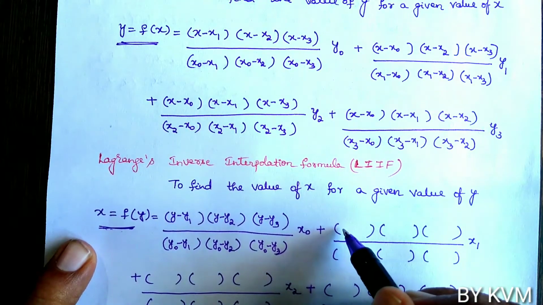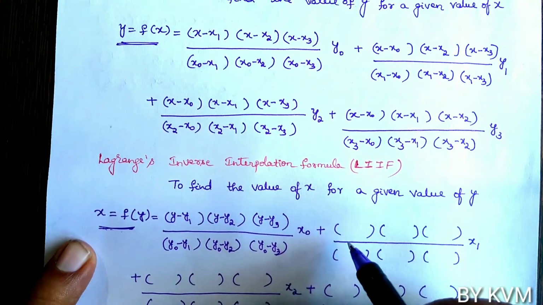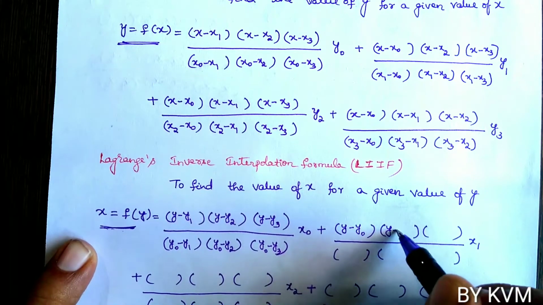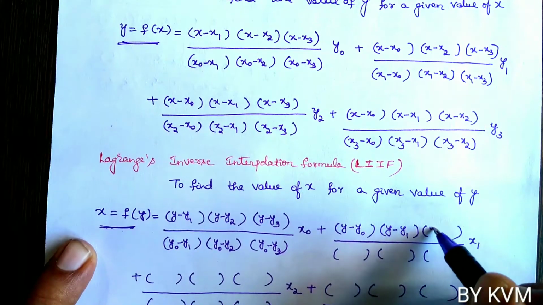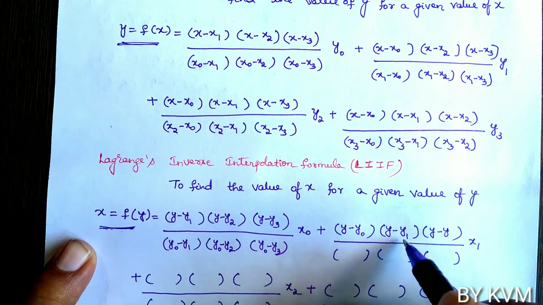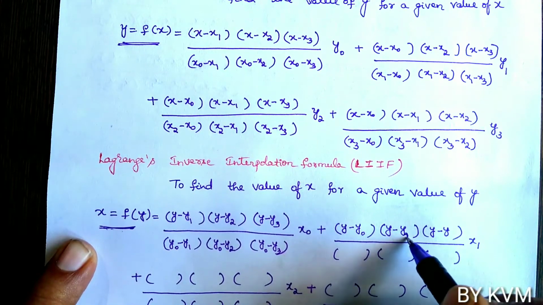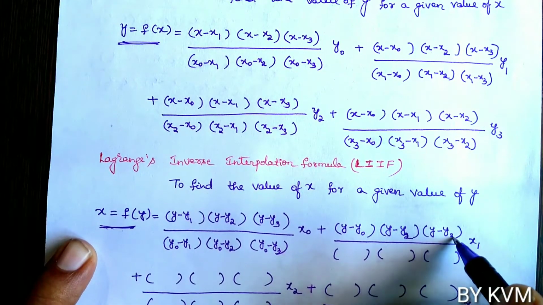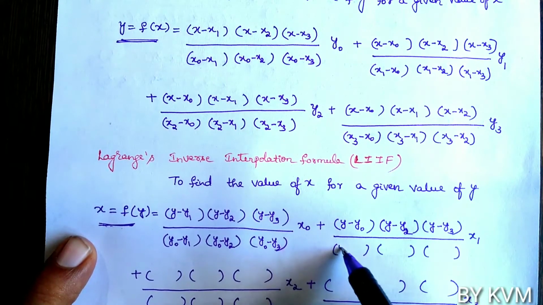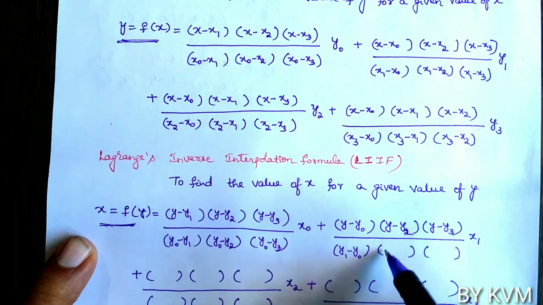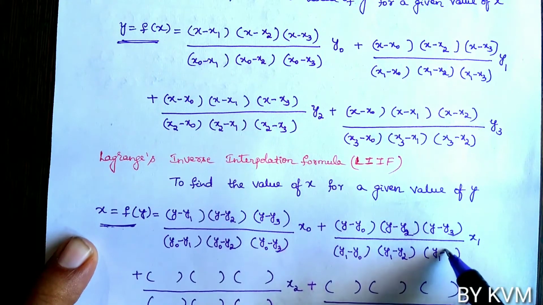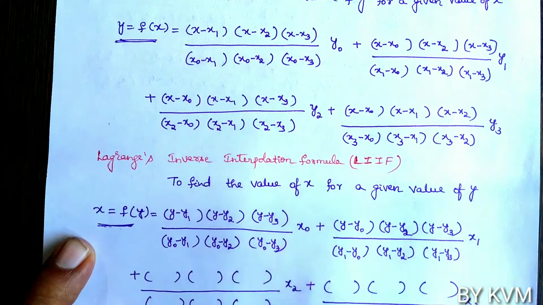So exclude y1. In the numerator we have to exclude y1. So y minus y0, we have to exclude y1. So instead of y minus y1, take y minus y2 into y minus y3. So now in the denominator, in place of y, take y1. So y1 minus y0 into y1 minus y2 into y1 minus y3 into x1.